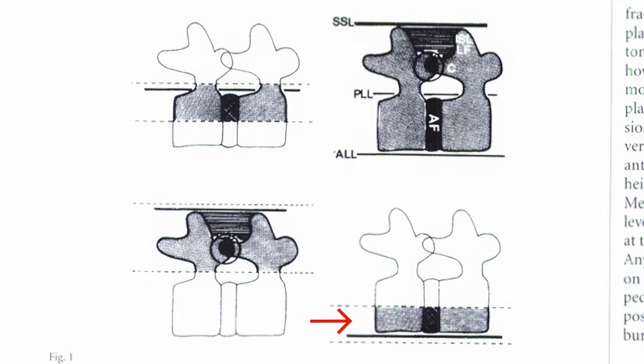Briefly, the anterior column includes the anterior longitudinal ligament, the annulus fibrosus, and the anterior half of the vertebral body. The middle column consists of the posterior longitudinal ligament, the posterior annulus fibrosus, and the posterior half of the vertebral body. Finally, the posterior column includes the supraspinous and interspinous ligaments, as well as the facet joint capsule.